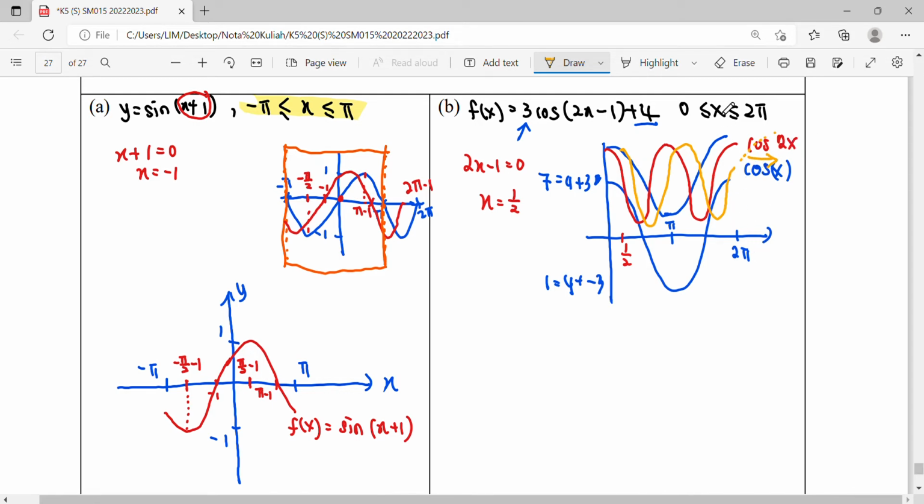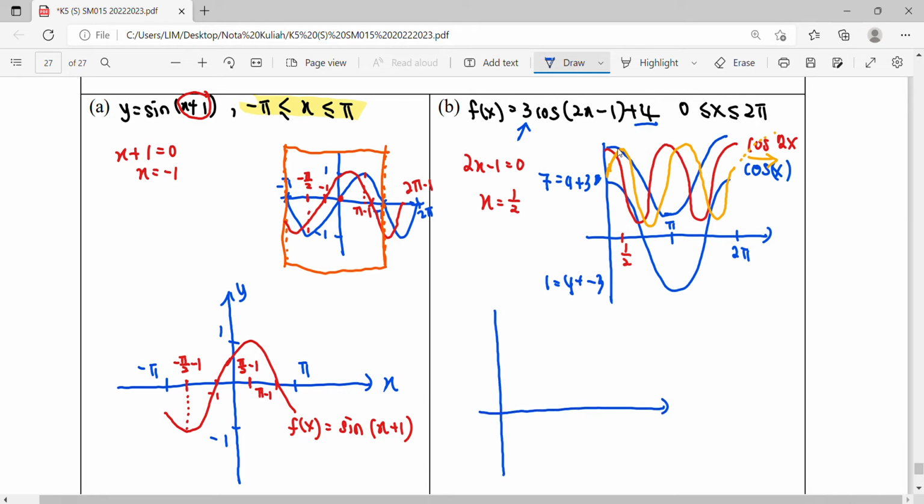Alright, so when I move, for this part it already exceeds 2 pi. What we need to draw is within 0 and 2 pi, so more than that we don't need to show up. So when I move the entire graph to the right hand side by 1 over 2 unit, here I need to touch up from the negative part. So now you can see the change for the entire graph.